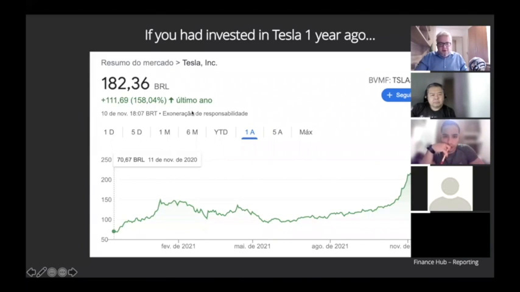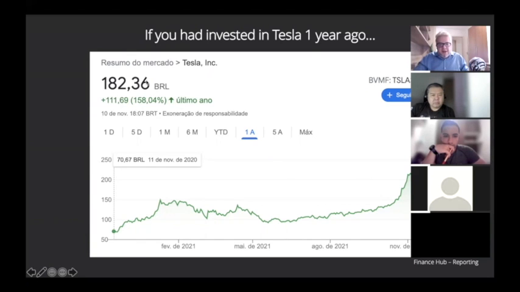And we are going to talk about Tesla. So if you had invested in Tesla 1 year ago, I didn't even pick 5 years because 5 years is too long, but 1 year ago, this is the BDR, the Brazilian Depository Receipt. So you don't even need to buy in dollars. You could buy here in Brazil, this is stock, and this represents the Tesla's stocks here in Brazil.